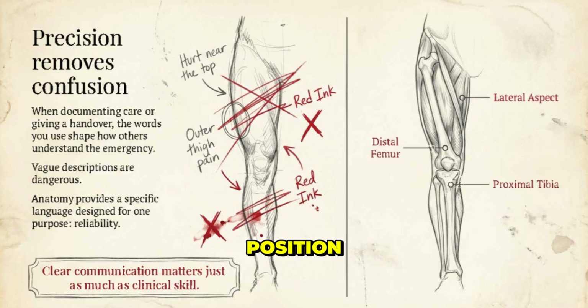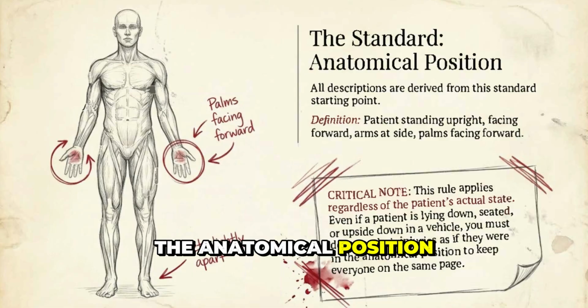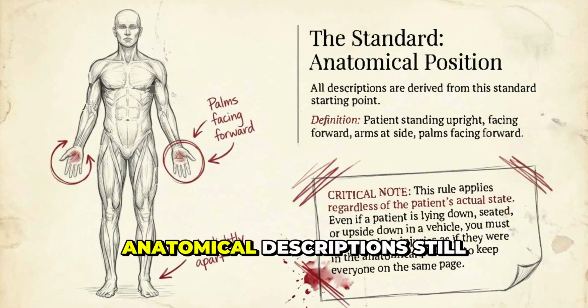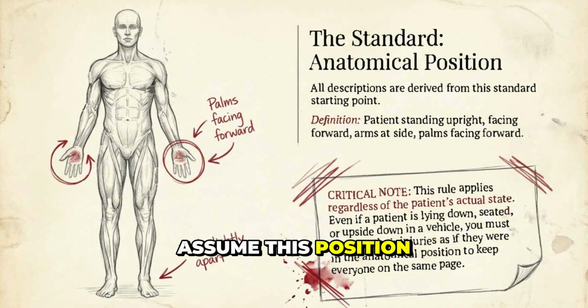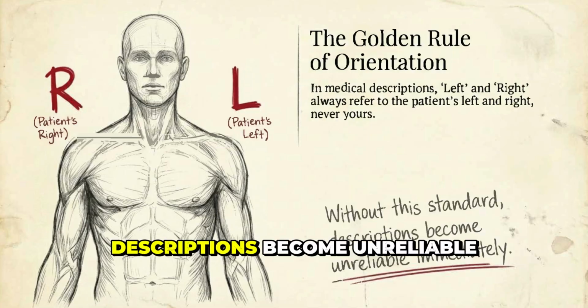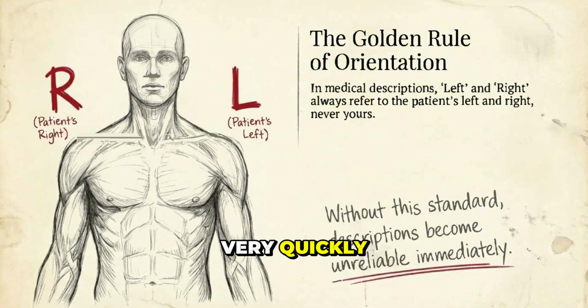The first rule of this language is that everything is described from a standard starting point called the anatomical position. The anatomical position means the patient is standing upright, facing forward, arms at their sides, palms facing forward. Even if your patient is lying down, seated, or upside down in a vehicle, anatomical descriptions still assume this position. This keeps everyone on the same page. Left always means the patient's left. Right always means the patient's right. Without this standard, descriptions become unreliable very quickly.